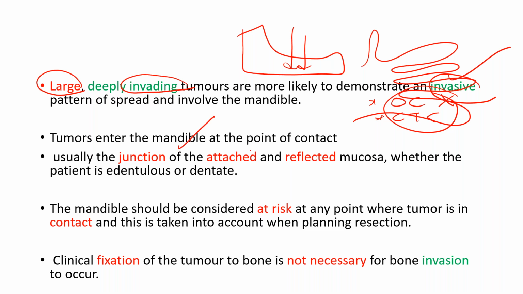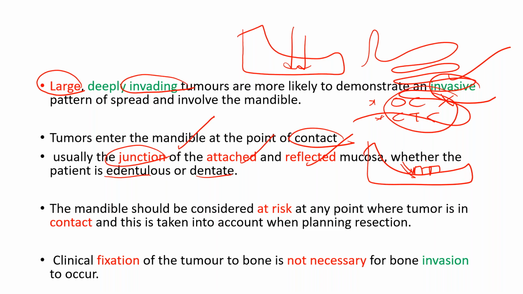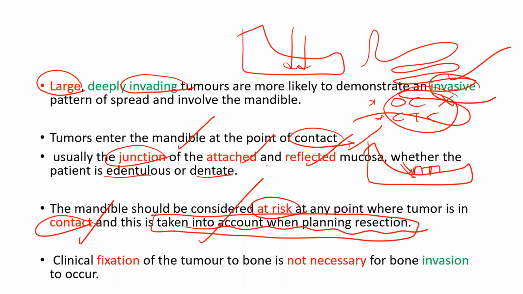They enter the mandible at the junction of the attached and reflected mucosa, whether the patient is edentulous or dentate. Where do they enter actually? When you take a socket like this, the mucosa is attached over here. At this point they enter and try to erode. The mandible is always at risk where the tumor is in contact, and this is taken into account while planning the resection.